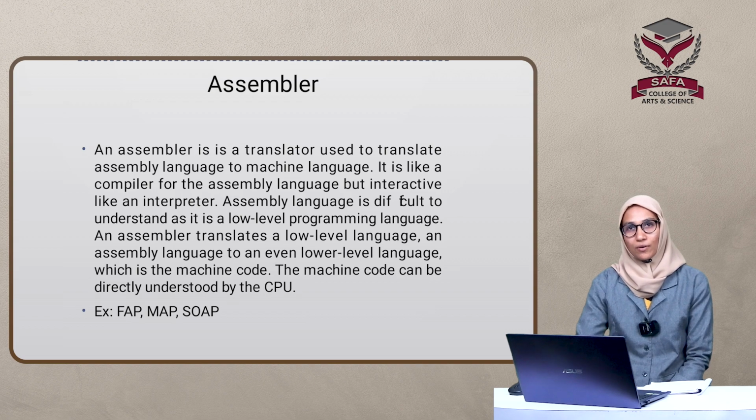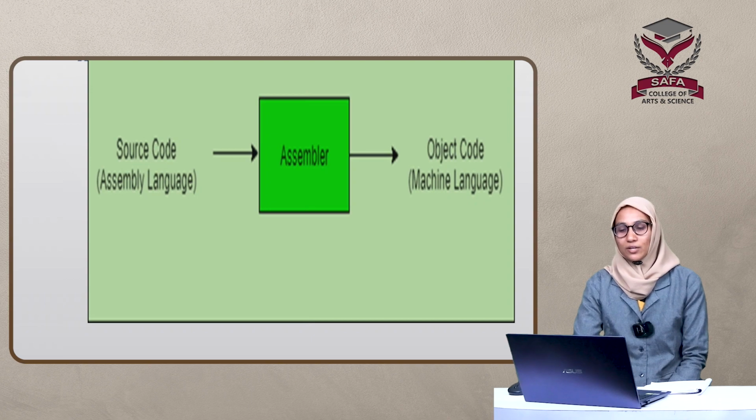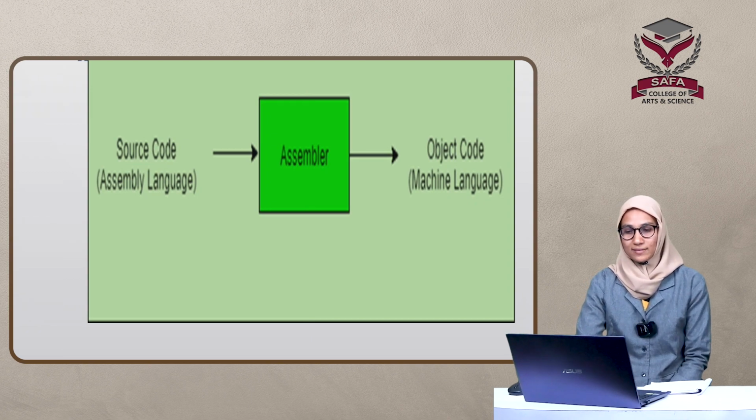Our computer understands only machine language. So we convert assembly language into machine language by using an assembler. Examples: FAP, MAP, SOAP, etc. Assembly source code can be converted into object code by using the assembler's set of instructions.